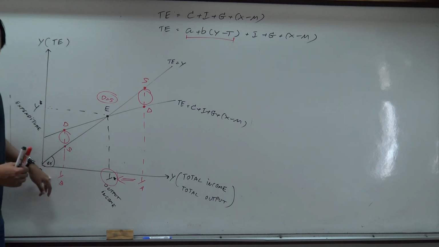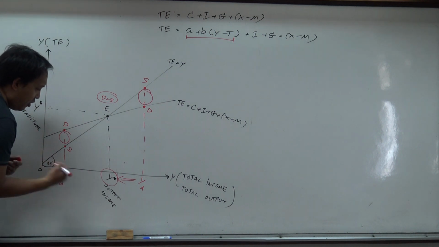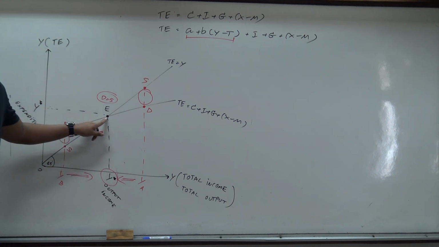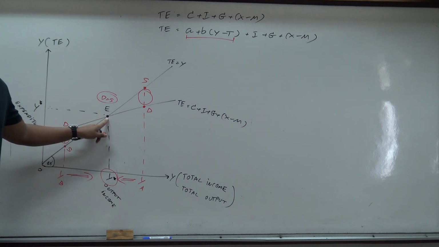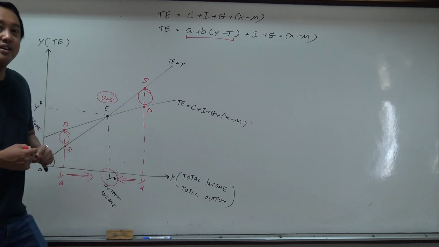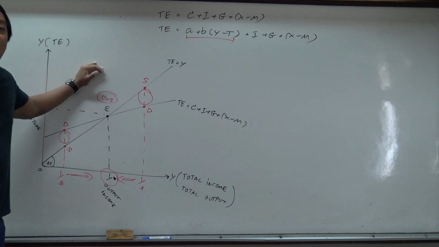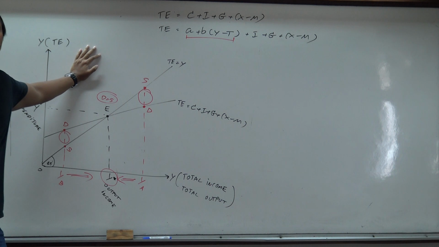So we need to produce more. When we produce more, Y on the horizontal axis increases, going to the right until it reaches the equilibrium point. At the equilibrium point, total expenditure and the 45-degree curve intersect each other, so demand is equal to supply. Everything stops, done. This is how the Keynesian cross graph works.